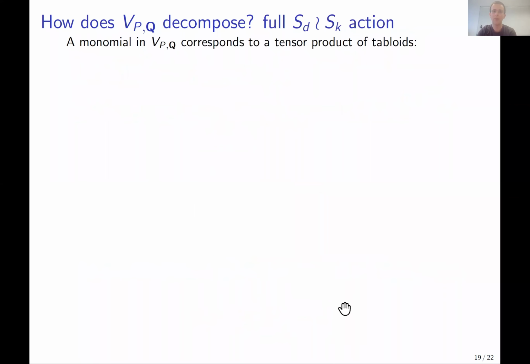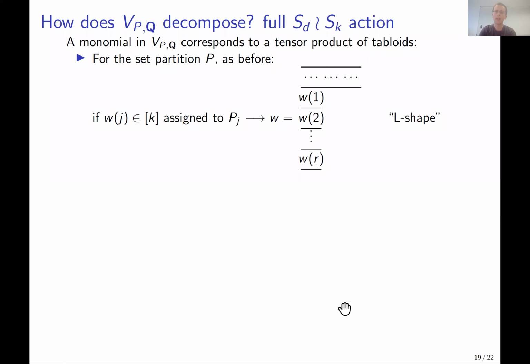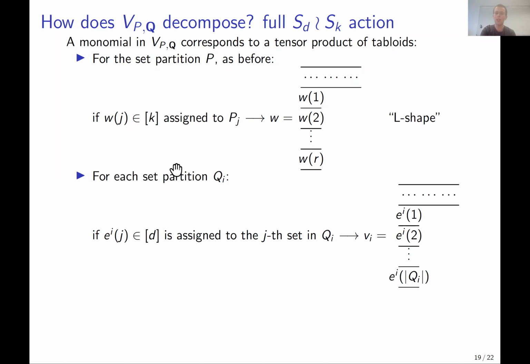But now, of course, we're interested in the wreath product of two groups. So there you can do something very similar. You again look at tabloids. This time it's going to be a tensor product of tabloids if you want. So for the set partition P, you would do the same. And then for each Q_i, you would essentially do the same as what you would do for P. So you would look at the variables corresponding to Q_i and look at the assignment to the jth set in Q_i and put that on the jth row here. It's not too important to follow this construction in detail.